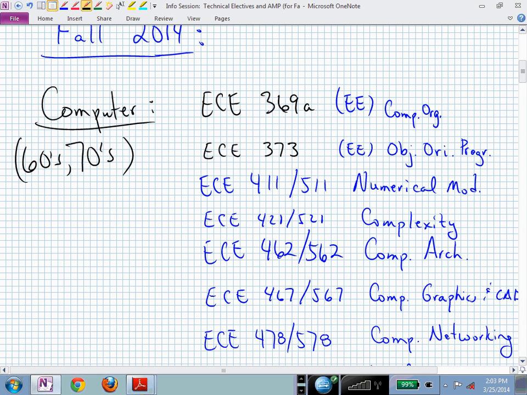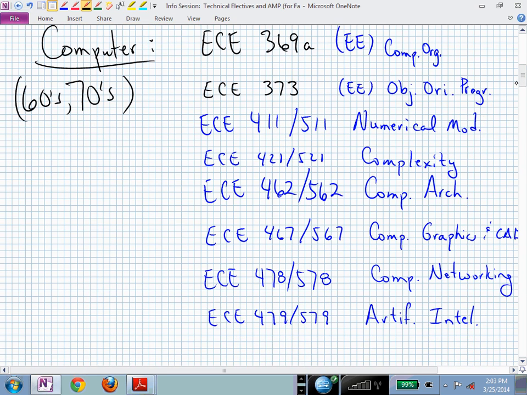The other courses, and you can see that we have already violated our 60s and 70s decade, but these may not necessarily be confined to the computer engineering option, but you could take 411, 511, which is numerical methods. What does that mean? How do you now integrate on a computer and do it numerically well, or with good numerical precision, and to not have numerical errors dominating your results?